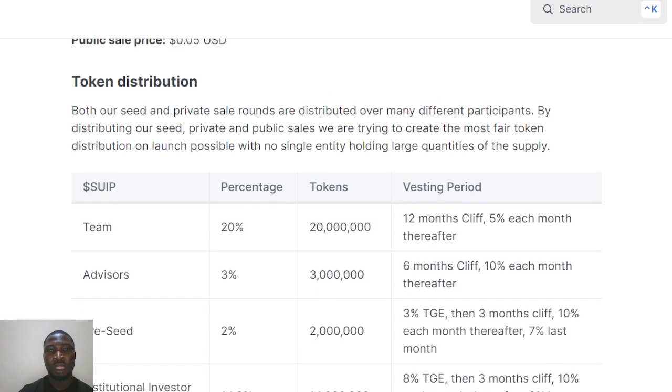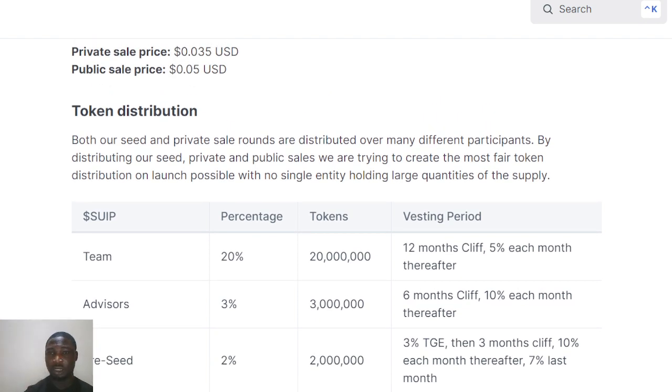Now you can see the way they put the tokens. This token is being distributed across the board. It's not like some projects that are not distributed across the board. This project is distributed across the board.